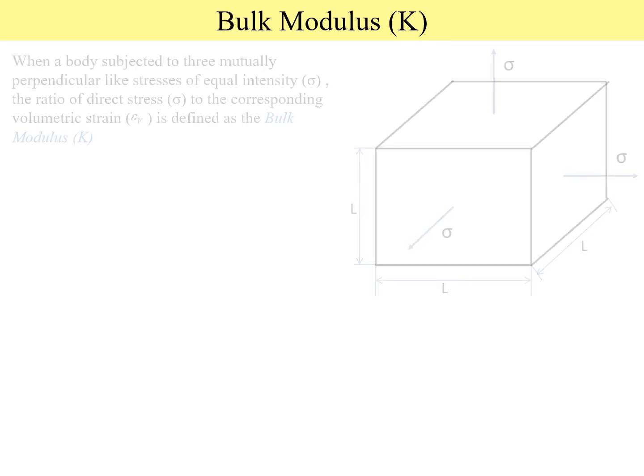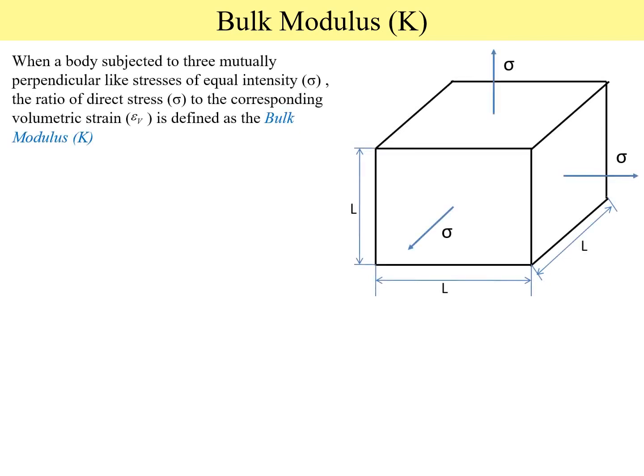But the condition is that the body should be subjected to three mutually perpendicular stresses of equal intensity. Let's see, when a body is subjected to three mutually perpendicular stresses of equal intensity sigma. Let's see the diagram. Here, the body is subjected to three mutually perpendicular stresses which have equal intensity, that is sigma. Then the ratio of the direct stress sigma to the corresponding volumetric strain epsilon v is defined as the bulk modulus.